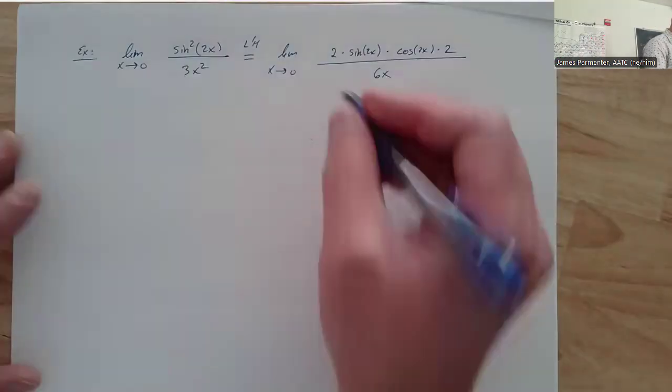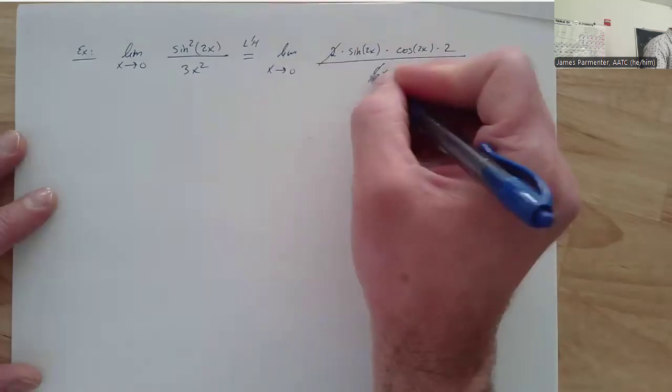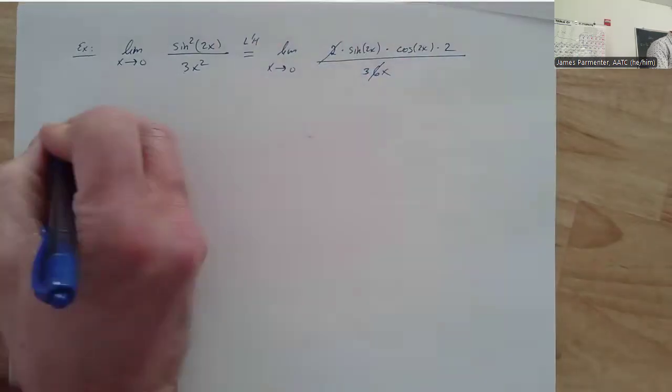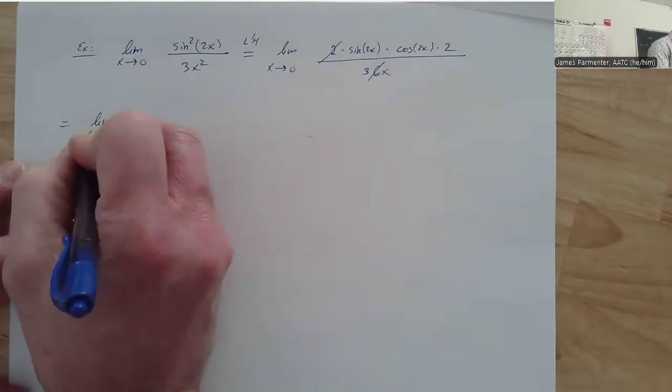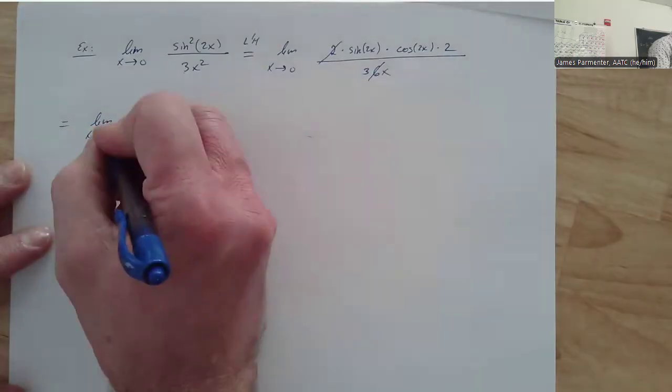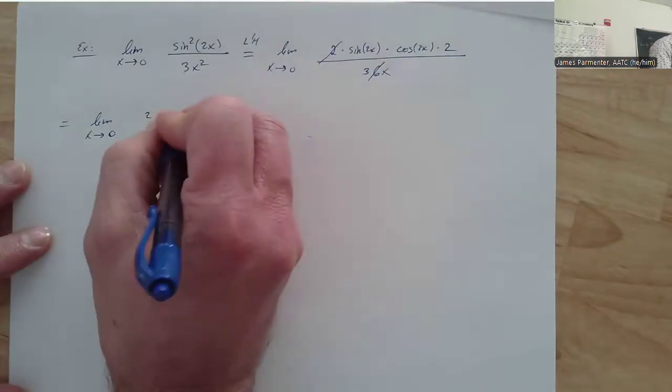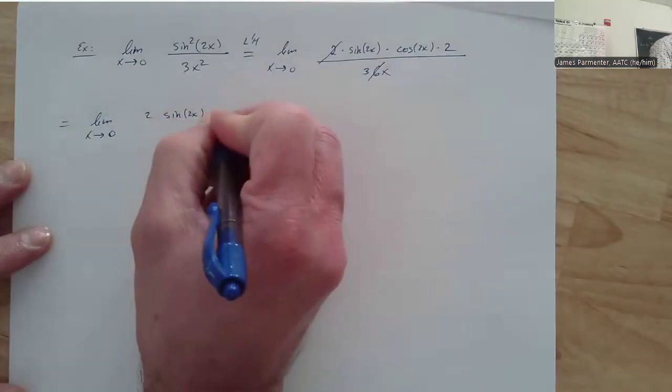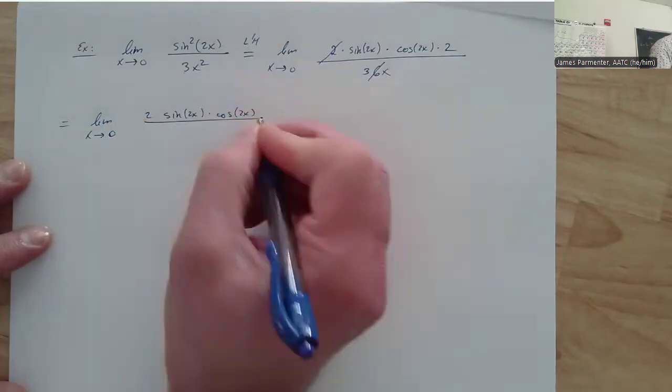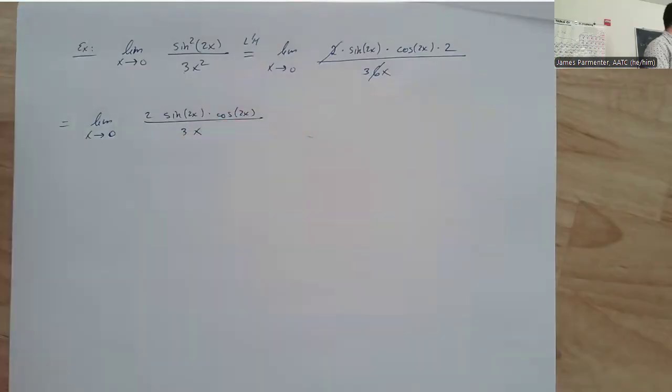So I could simplify it a little bit. A 2 can cancel here and a 2 can cancel here. But now I'm trying to take the derivative of the limit as x goes to 0 of 2 sine of 2x times cosine of 2x divided by 3x. I'm going to have to use the product rule on top.